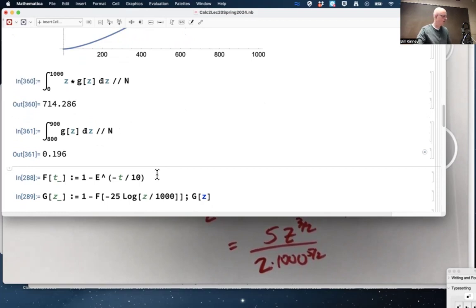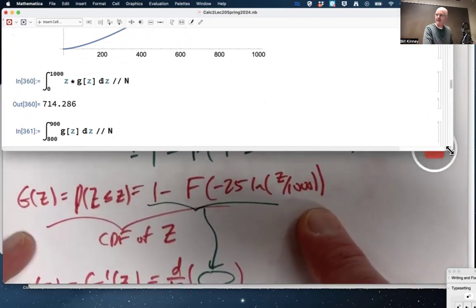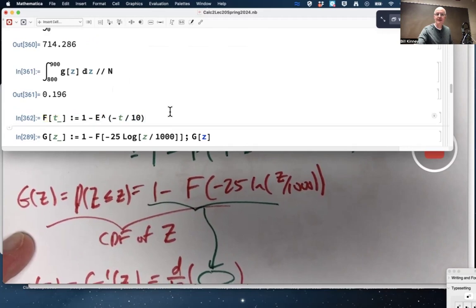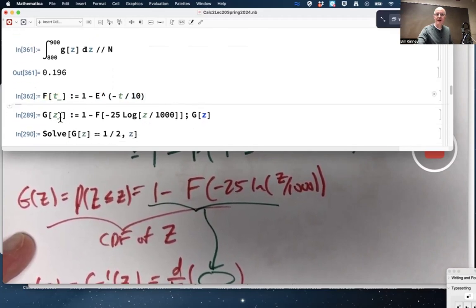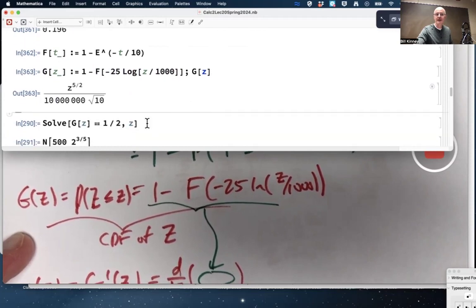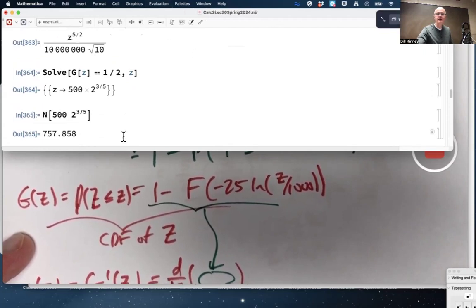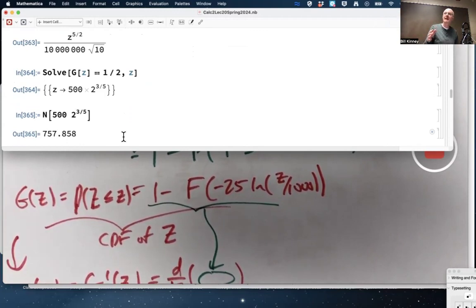the median. We could use that formula to find the CDF of z and use that then to find the median of z. Set it equal to 1/2 and solve for z. The CDF of t is this. Now use that formula. Capital G is 1 minus capital F of negative 25 ln of z over 1,000. Formula for capital G is this. Set that equal to 1/2, solve for z. It wouldn't be too hard to do by hand. And that is about 758. About half the present values will be bigger than 758, and about half will be less.